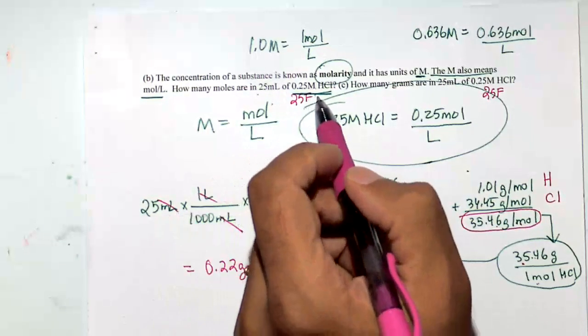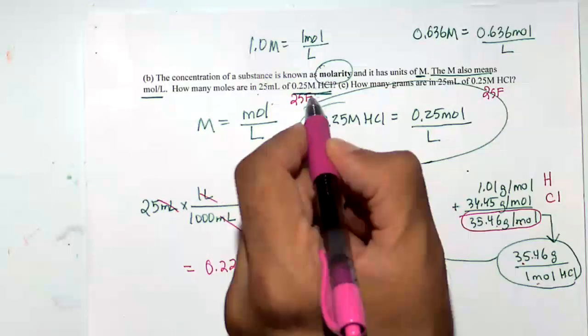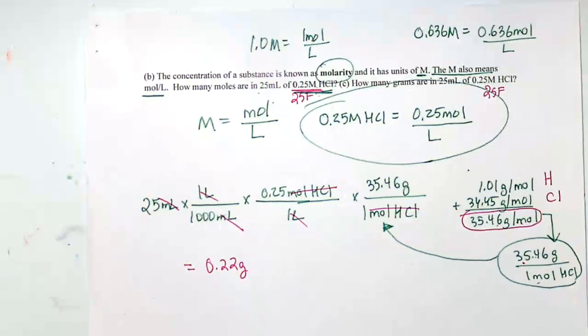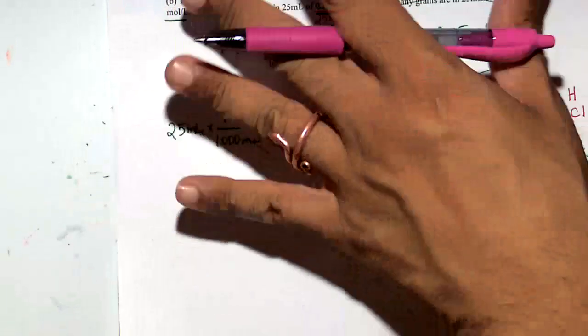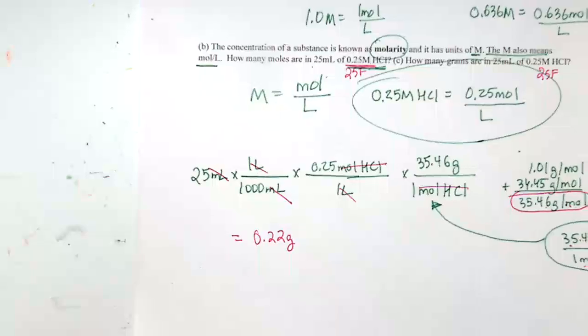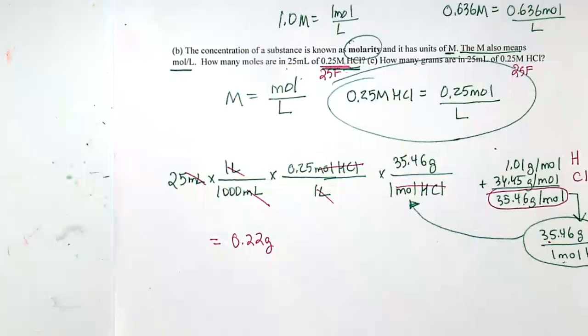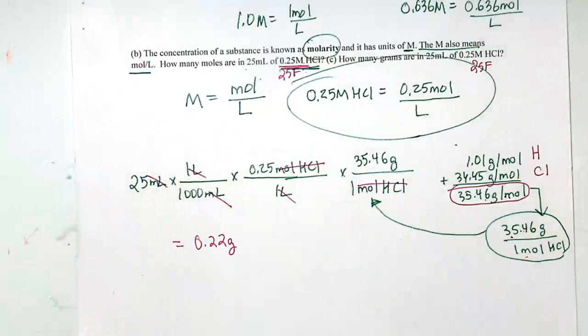Okay, so there's 0.22 grams in 25 mLs of a bottle of HCl, which has what concentration? 0.25 molar. Okay? 0.25 molar. All right, we'll talk a lot about this in chapter 4, but if you understand this now, and it's really nothing new, I just want you to get the idea of canceling out units. This is just canceling out our units.